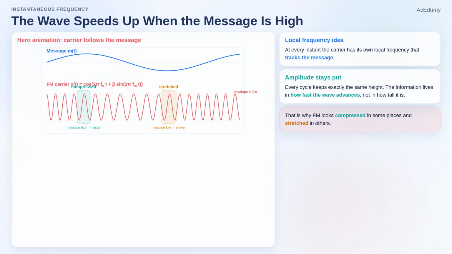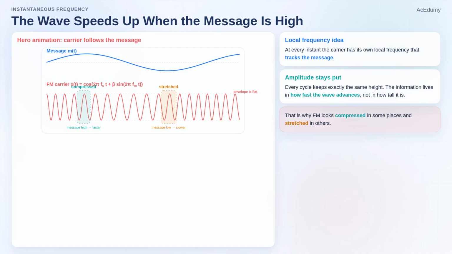Imagine a pure carrier oscillating at a fixed rate. When the message rises, we make the carrier oscillate slightly faster. When the message falls, we make it oscillate a bit slower. So at every instant, the carrier has its own local frequency that follows the message. The amplitude never changes, only how fast the wave advances in time.